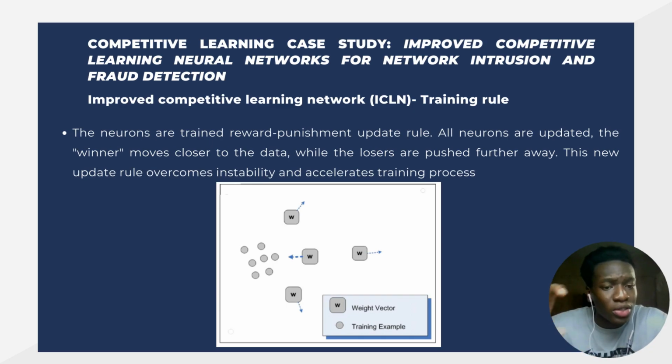So when we have a cluster of data points and all the neurons compete with each other, the neuron that wins moves closest to the data points, while all the other neurons are now losers and they move further away from the data points. This helps to accelerate the training process and overcome instability.